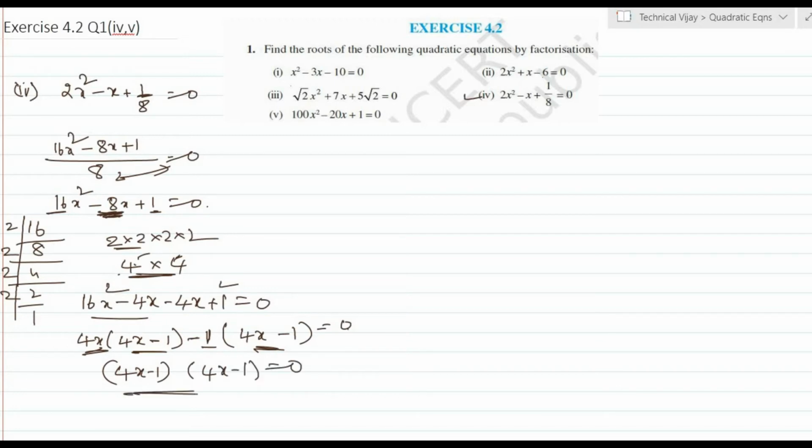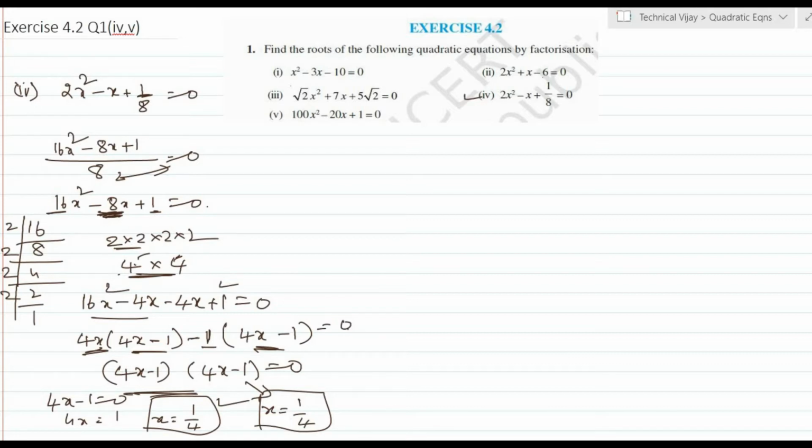So here both are equal. So here we will equate each term to 0. 4x minus 1 equal to 0. So 4x is equal to 1. So x is equal to 1 by 4, and this is one of the roots, and this is also x is equal to 1 by 4. So these two are the roots of the quadratic equation.